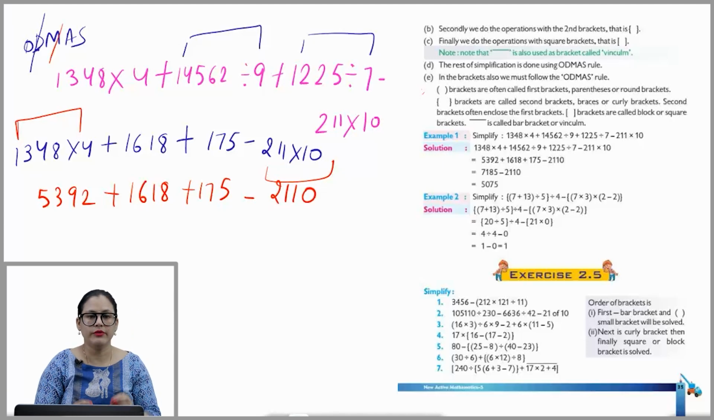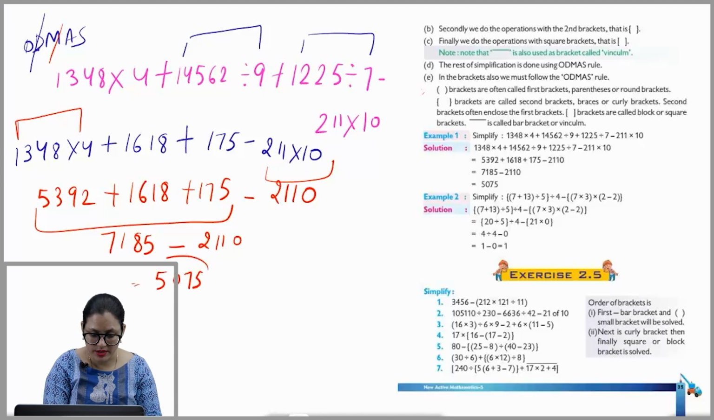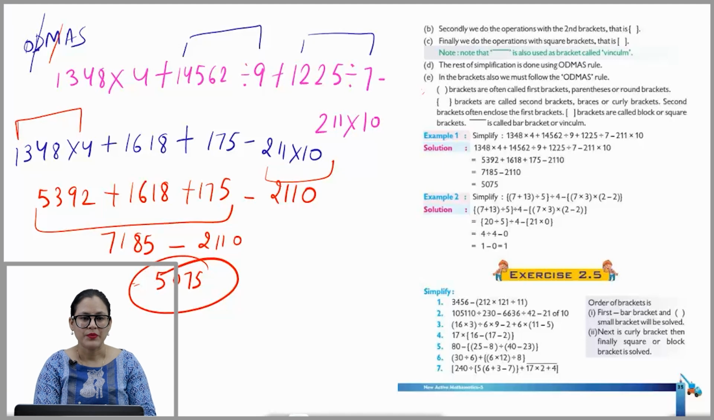Now we will do addition. We will add these numbers, and we'll get 7185 minus 2110, and then finally we will do subtraction, and then we'll get this answer, 5075, right? Similarly, in example 2 also we will simplify like this by using the rule of BODMAS.